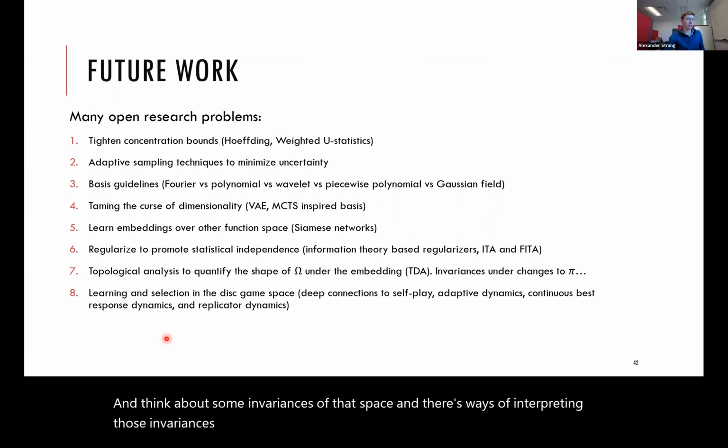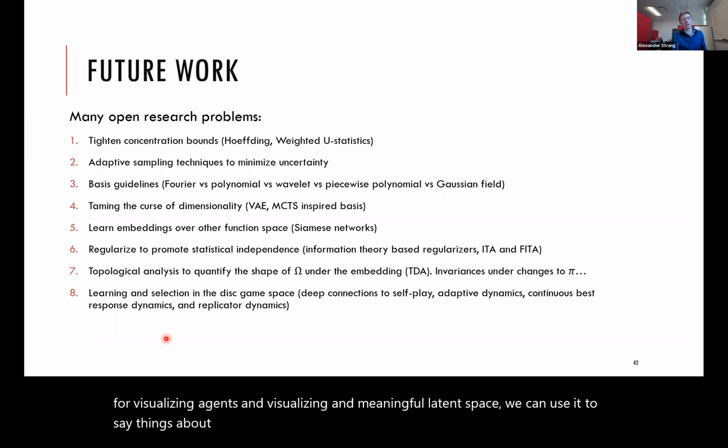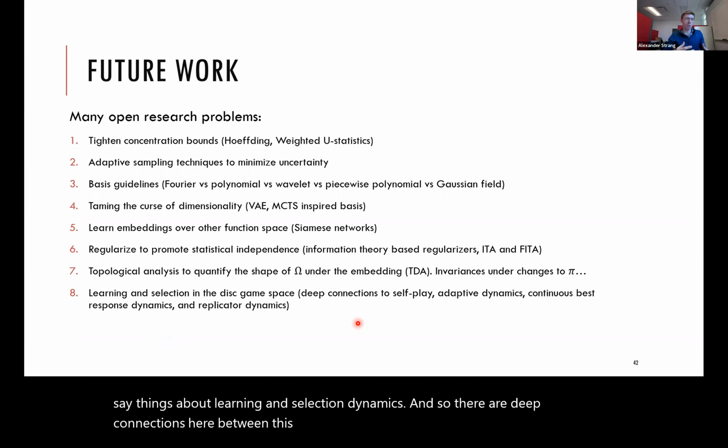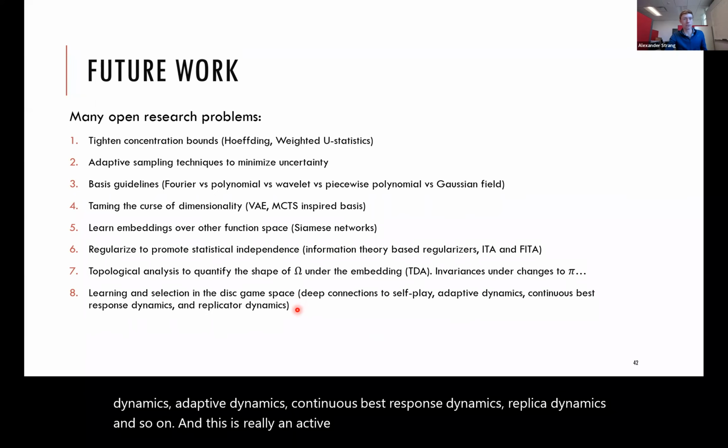And then last, and I think most excitingly, is once you have this tool for visualizing agents and visualizing a meaningful latent space, we can use it to say things about learning and selection dynamics. And so there are deep connections here between this particular way of embedding a function and self-play dynamics, adaptive dynamics, continuous best response dynamics, replicator dynamics, and so on. And this is really an active and exciting area of research.